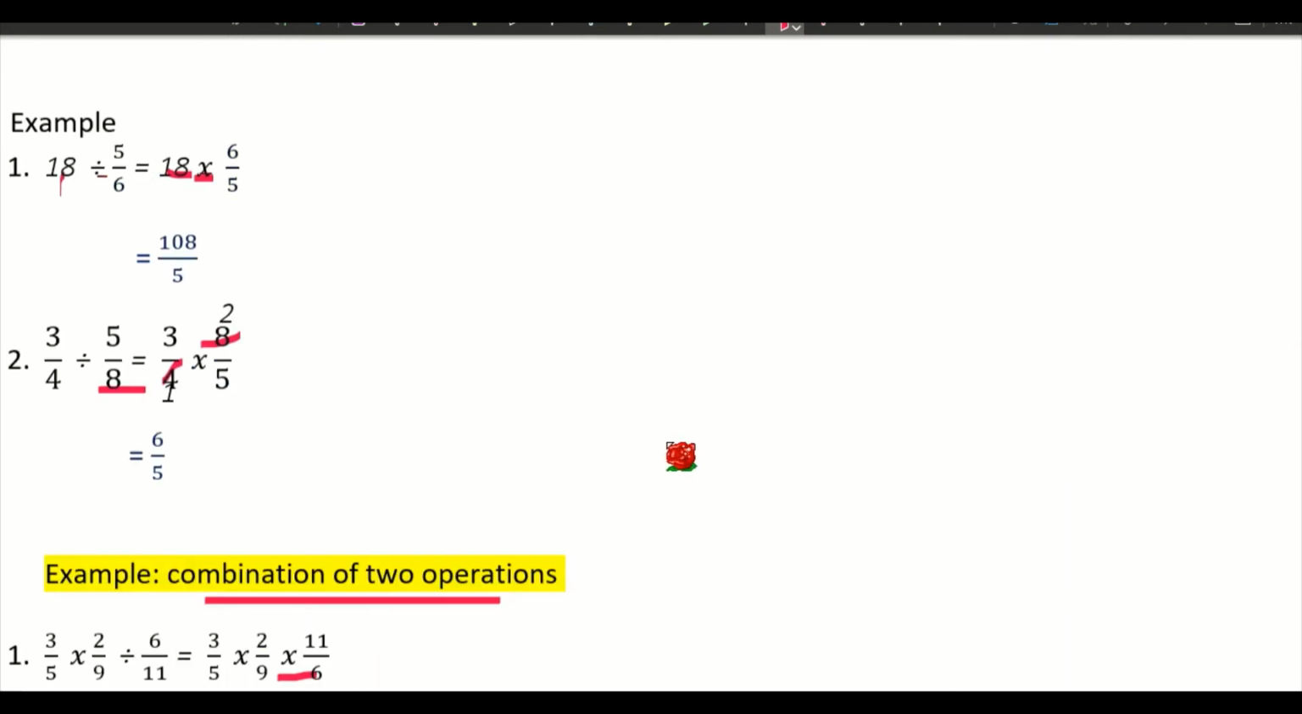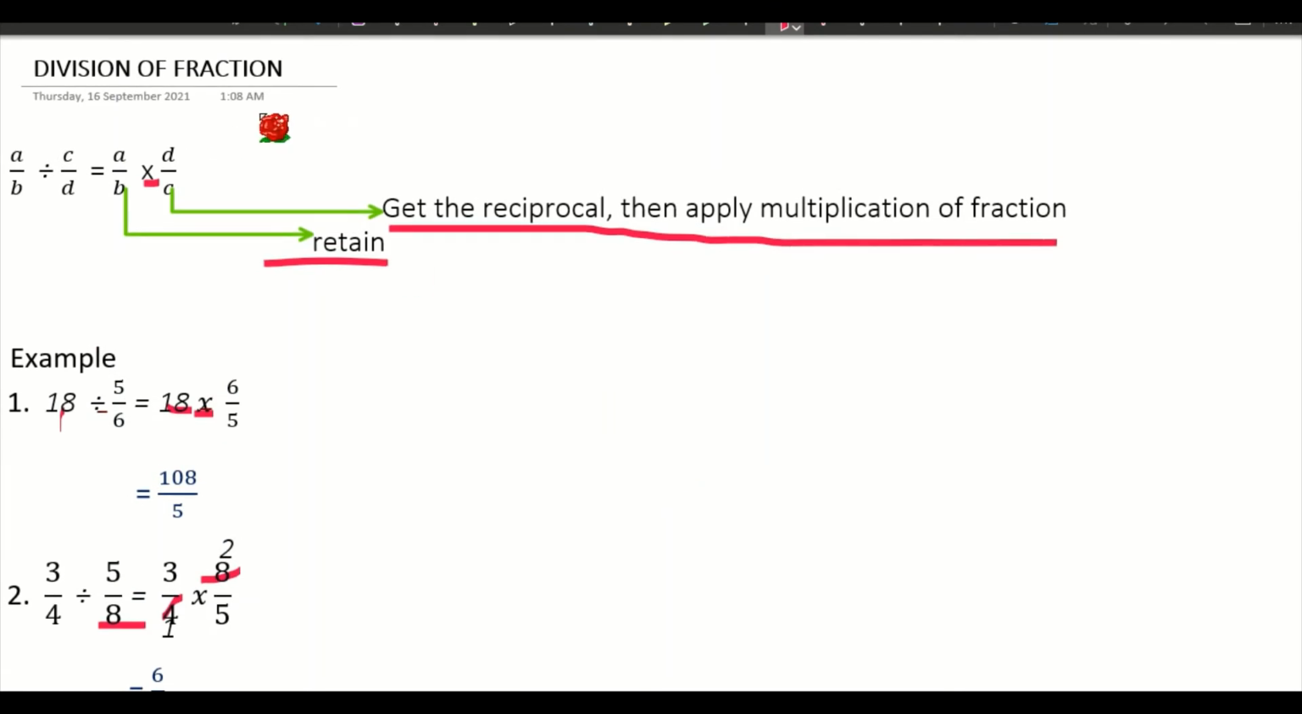Alright? So, to sum it up, sa division of fraction, i-retain natin yung unang fraction, then kunin natin yung reciprocal ng pangalawang fraction, and apply natin yung multiplication. Then, simplify your answer if necessary. Pag sinabi natin simplify, naka-lowest term na siya. Alright?